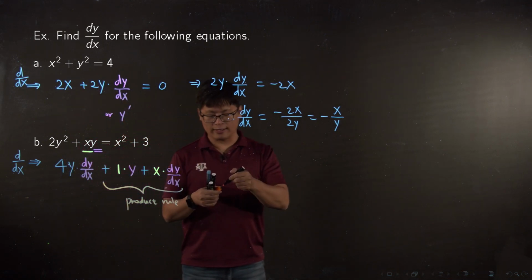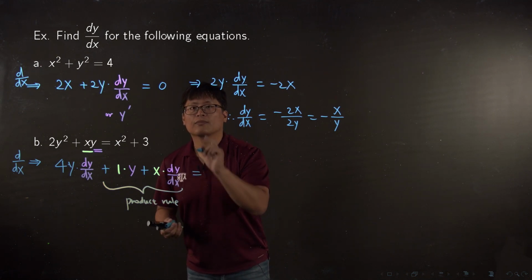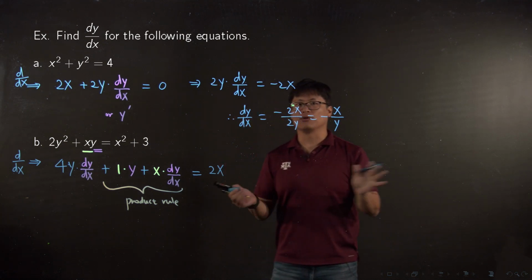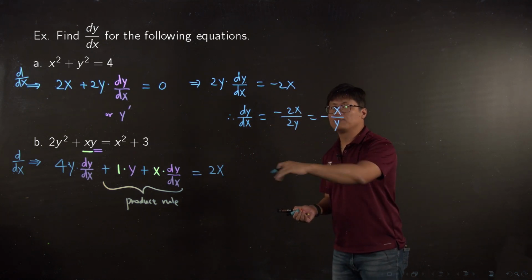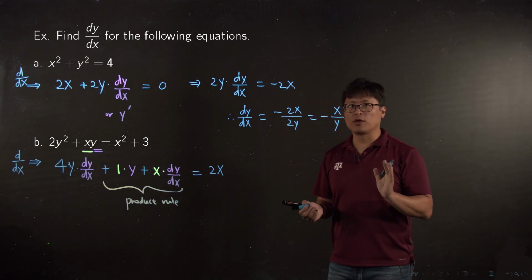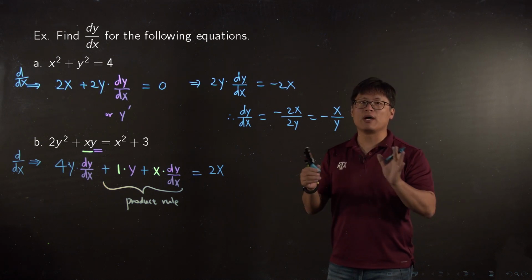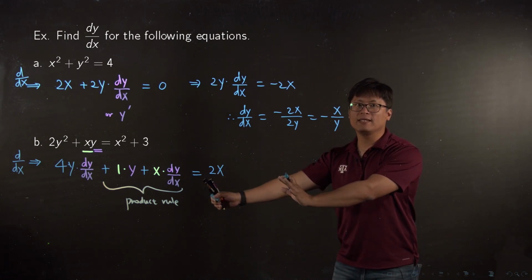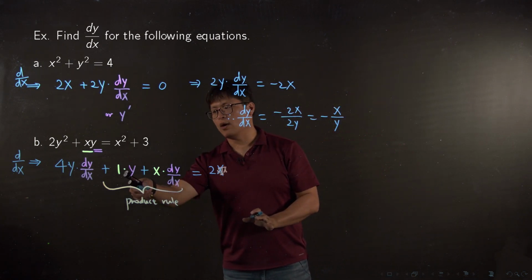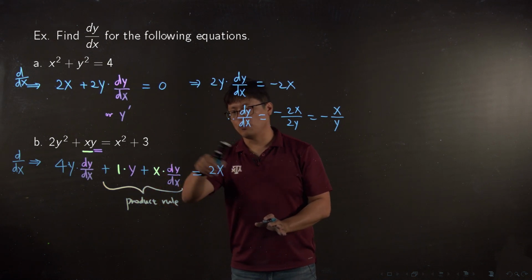Now let me move to the right-hand side, okay? Equal to x squared prime is 2x, and constant 3 prime equal to 0. That's it, okay? So now we have to clean this up, okay? We will solve for dy over dx, which means we're going to do the moving, okay? Everything that includes dy dx will be left on your left-hand side. Otherwise, move to the right-hand side, okay? Look at the left-hand side. This y doesn't have dy dx, right? This will be moved to the right-hand side.